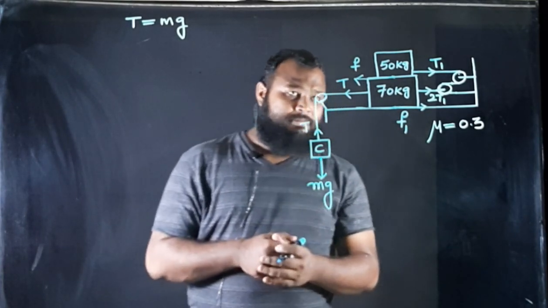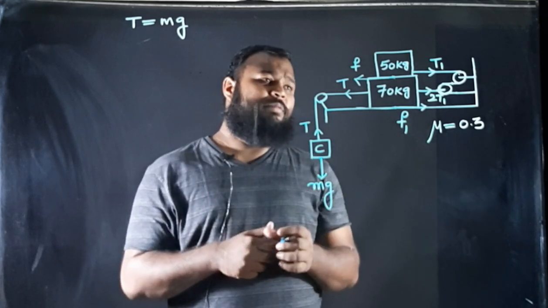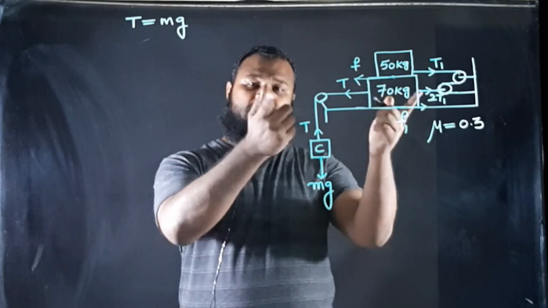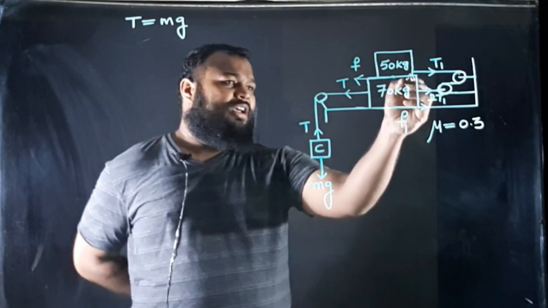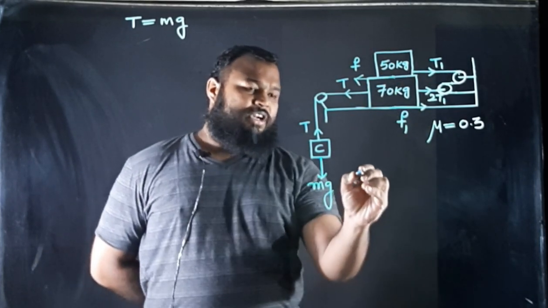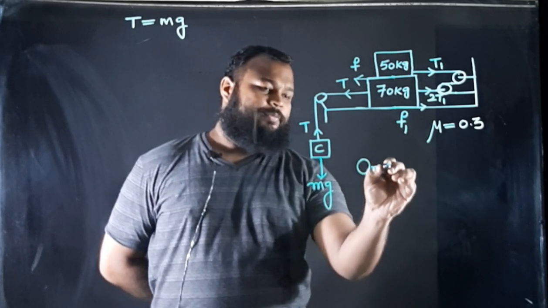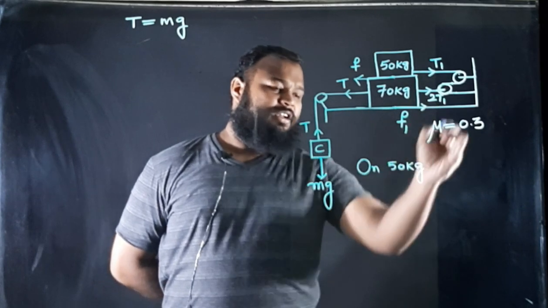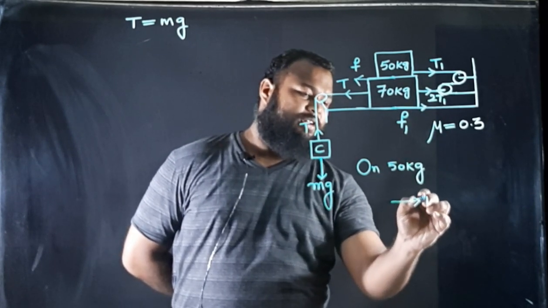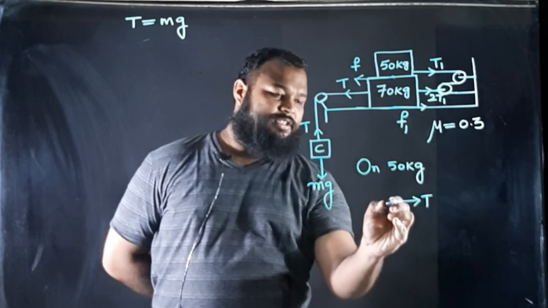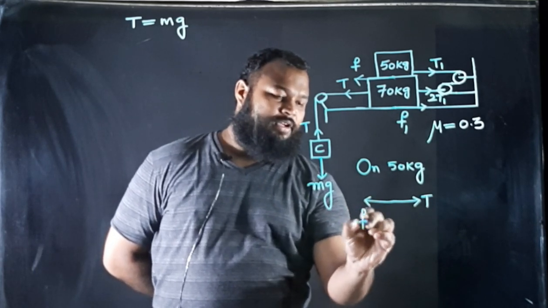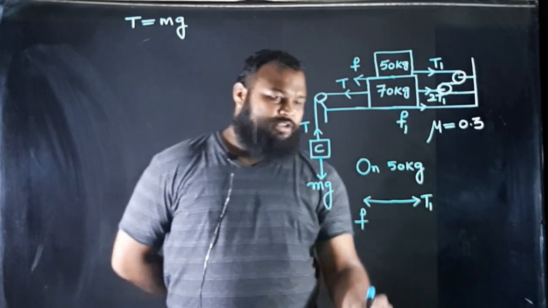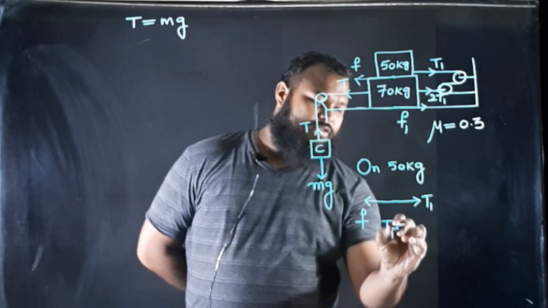Let's go into the problem. Now the problem is simple. It says that it remains at rest, so all you need to do is the balancing of forces. So here is T1 on 50 kg. Let me write on 50 kg, what are the forces acting? T1 towards right, so this is T1, and friction opposing, so this is F. If they get balanced, you can write T1 is equal to F.